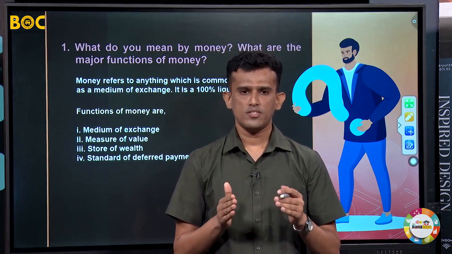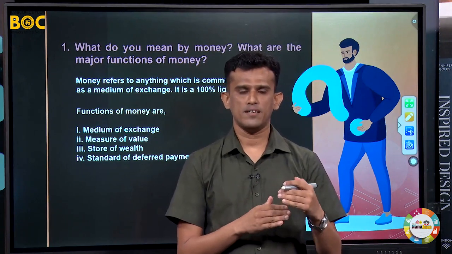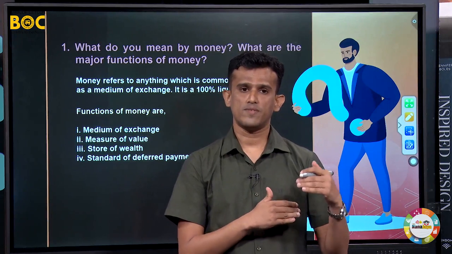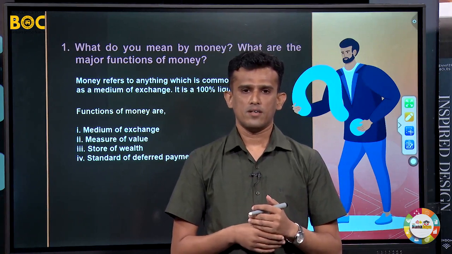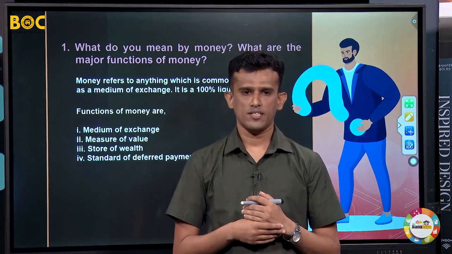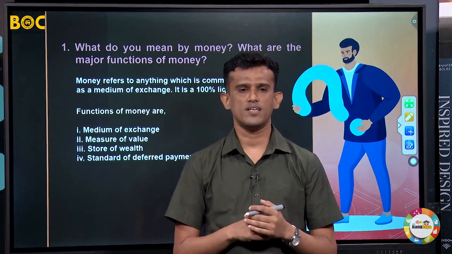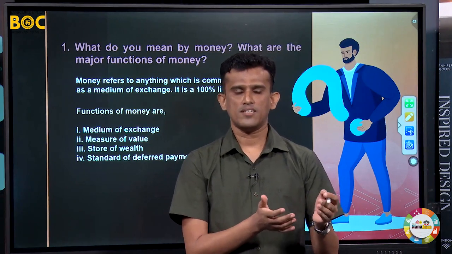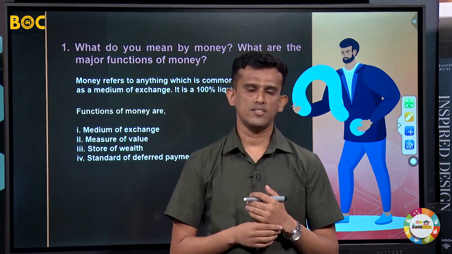Also, we can store the wealth, the value that we created, in different forms. We can buy a plot of land and store the wealth there, right? That is, we can store wealth in terms of real assets, a plot of land, some gold jewelry. Like this, we can use money also as a mode of storing wealth. We might have a savings deposit, a fixed deposit, or simply currency notes and coins kept as a store of wealth. So like this, money is acting as a store of wealth.